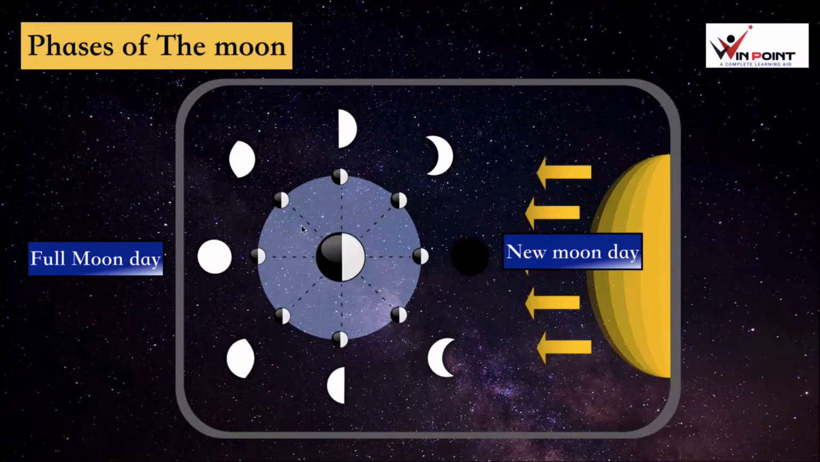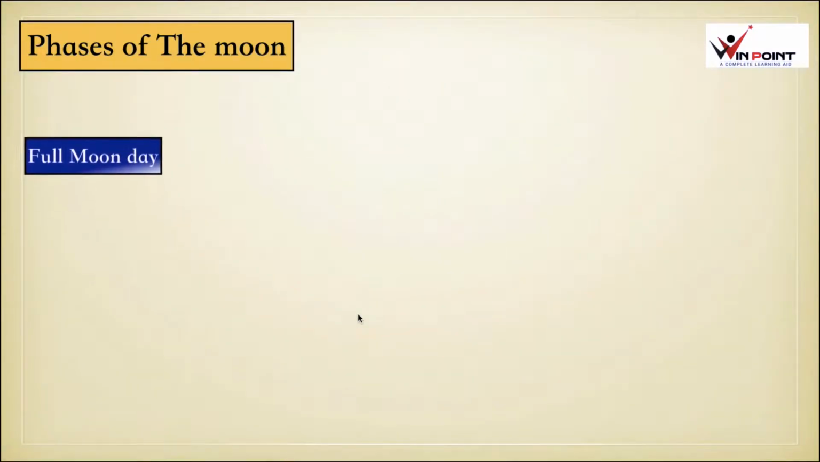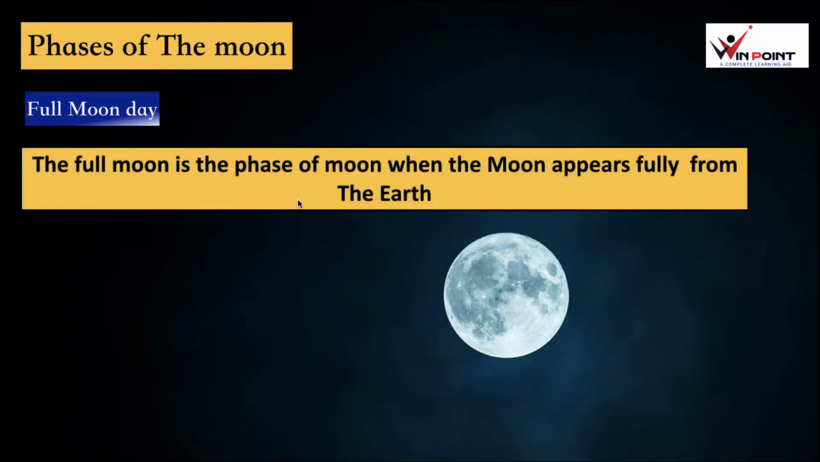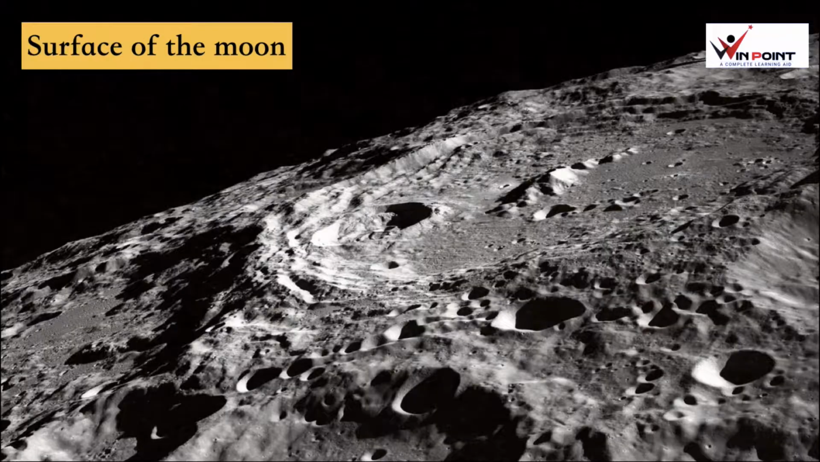And at the time of rotation, the orbit of moon has a small inclination. That's why we are able to see the moon. Full moon day. The full moon is the phase of moon when the moon appears fully from the earth. On this day, we can see the full moon. We can see complete portion of the moon. Light will reflect from the surface of the moon to the earth.